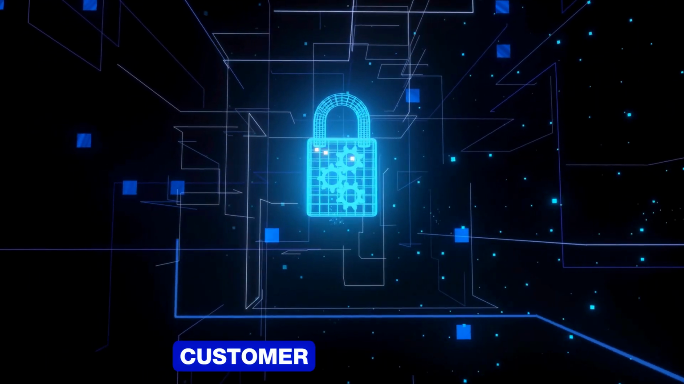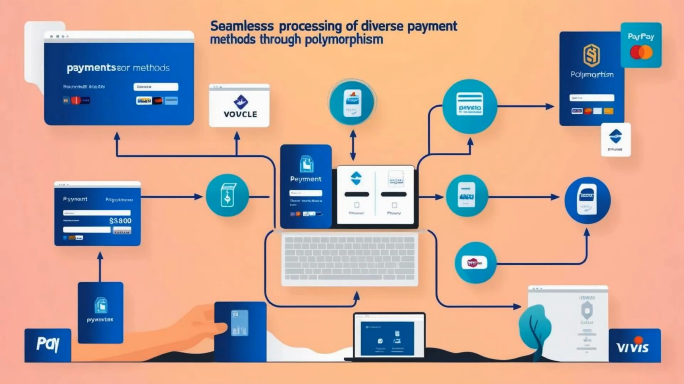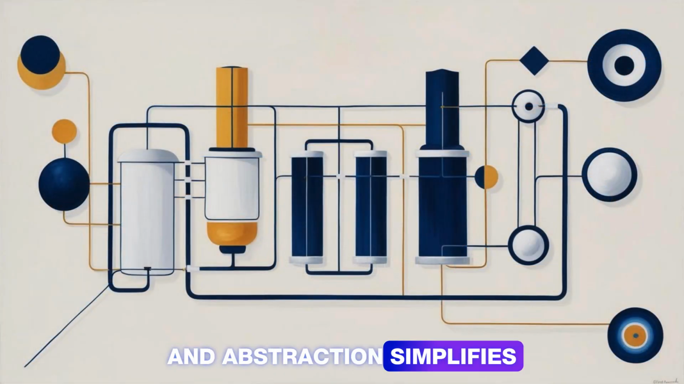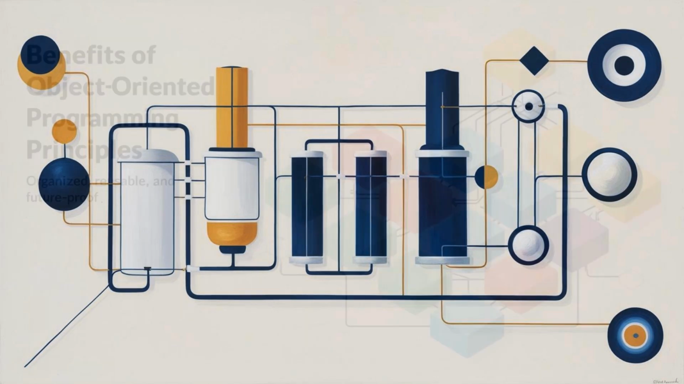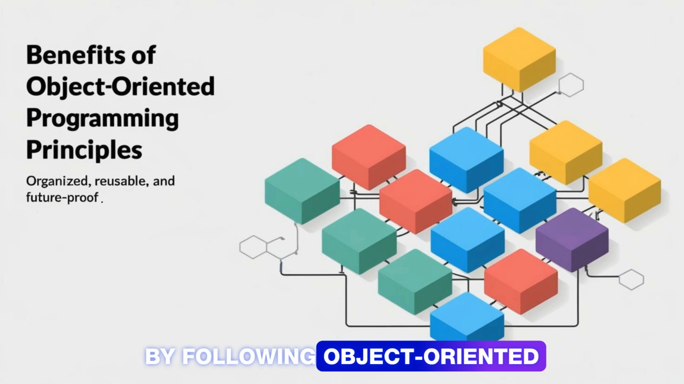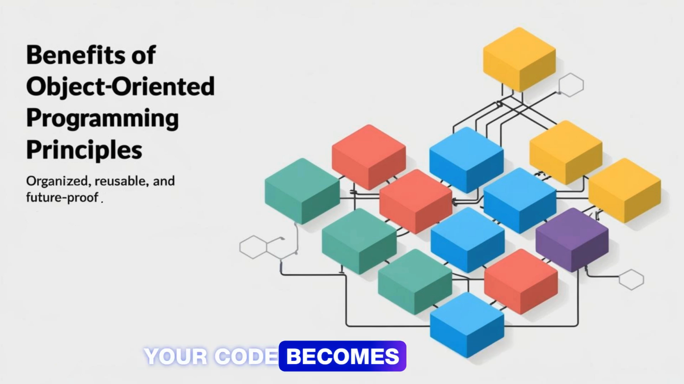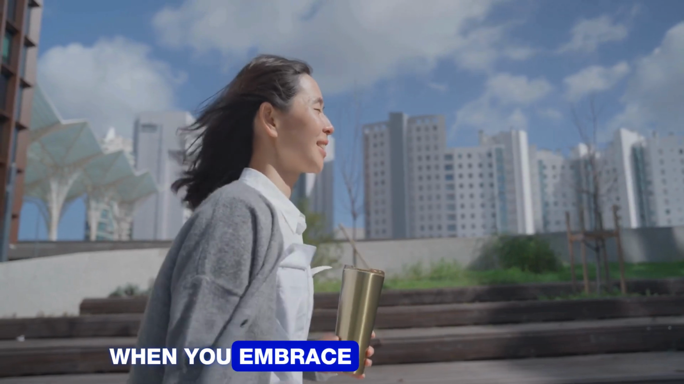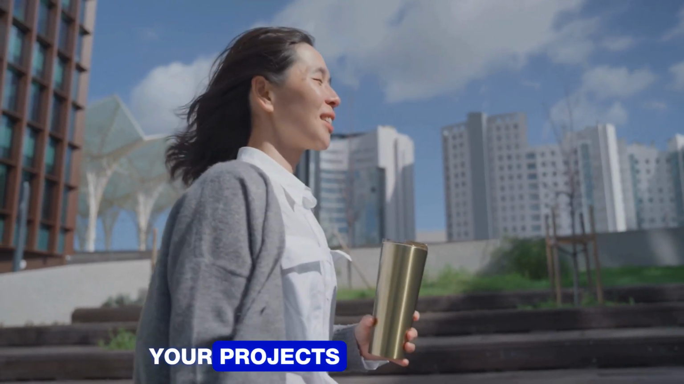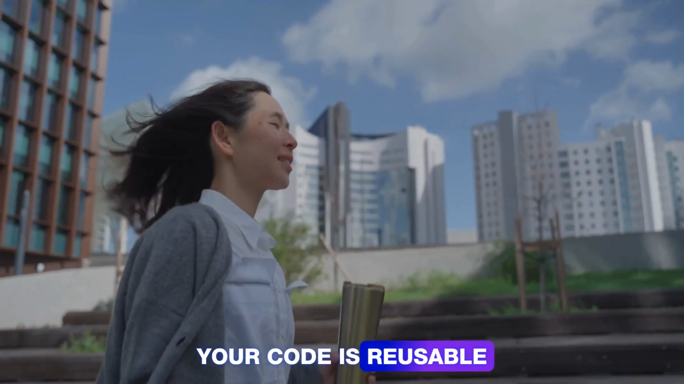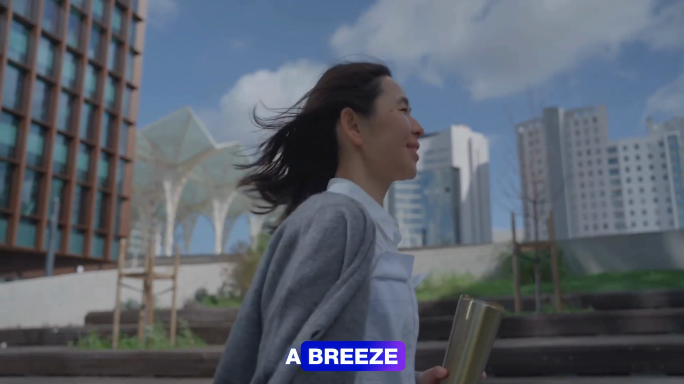Encapsulation ensures that customer data is secure. Polymorphism lets you process orders for different payment methods seamlessly. And abstraction simplifies complex systems by showing only the essential details and hiding the rest. By following object-oriented programming principles, your code becomes organized, reusable, and future-proof. When you embrace object-oriented programming, your coding life changes. Your projects become easier to manage, your code is reusable, and adding new features is a breeze.